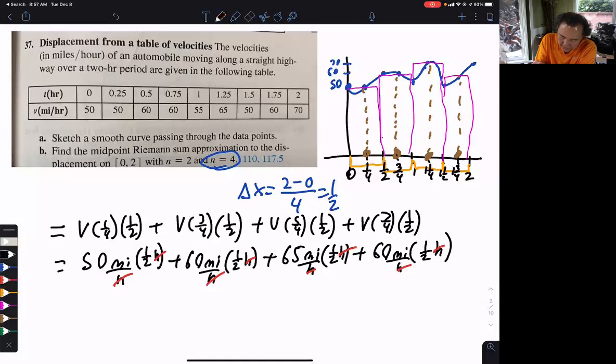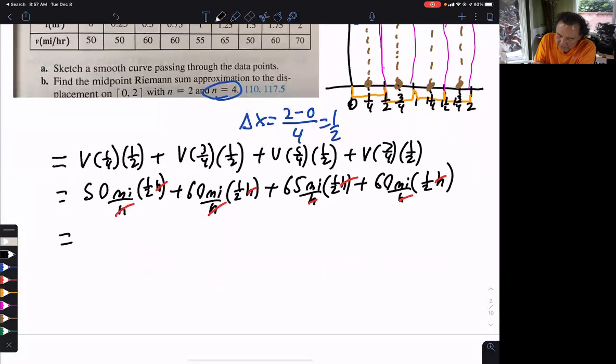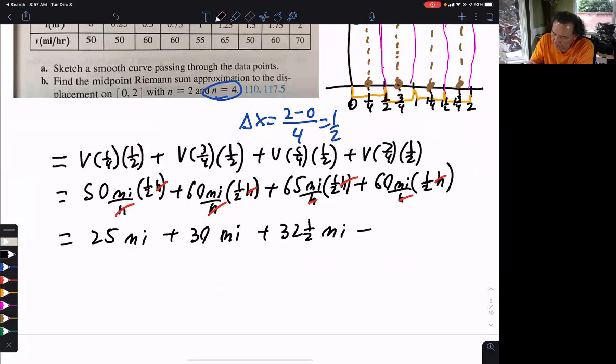I will do these for you. That's 25 miles plus 30 miles plus 32 1/2 miles plus 30 miles. Do I want to add those? 30, 60, 90, 92, 97, 107, 117 1/2 miles. Is that right? Yes. I got it right. That's another midpoint using a table.